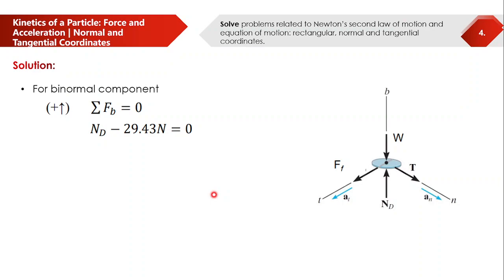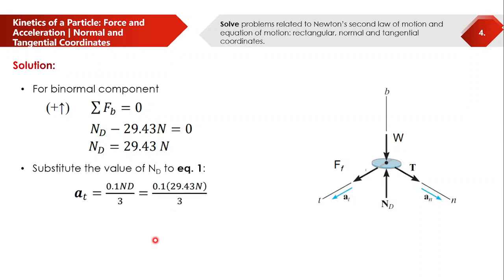Okay, so basically masosolve na natin directly yung N sub D dito. So you just transpose, and equal lang pala yung weight and the normal force sa disk na nag-exert sa disk. Okay? So that will be N sub D is equal to 29.43 Newton. So substitute the value of N sub D sa equation 1 so that we can solve for our acceleration.